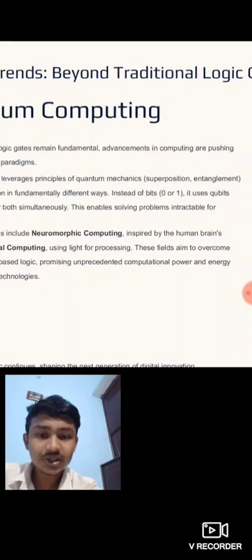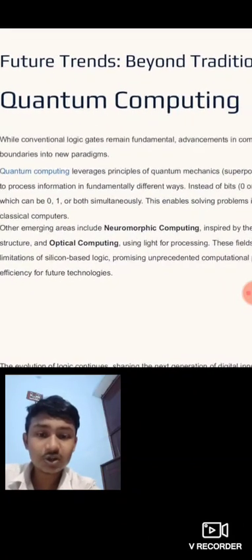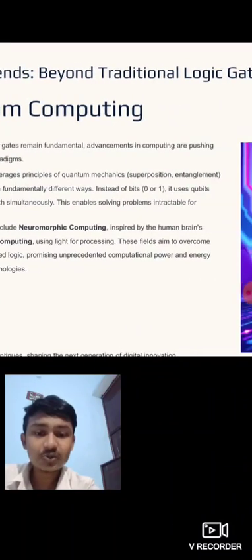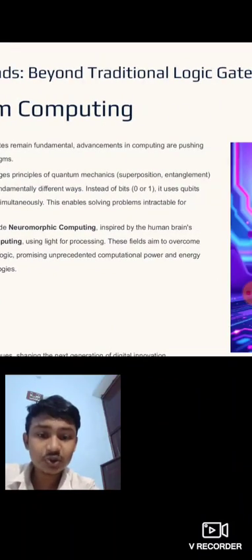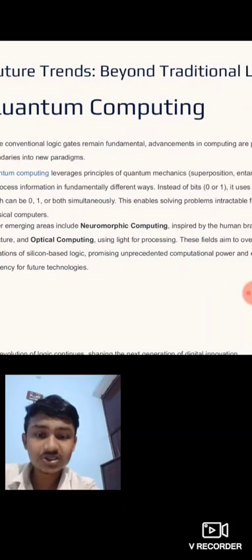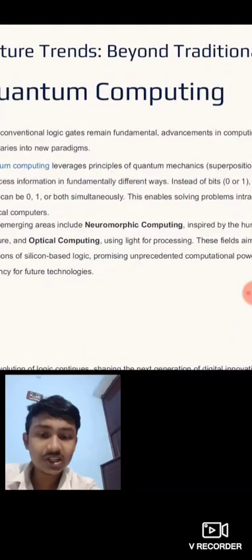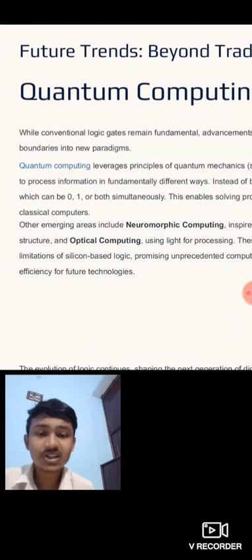Other emerging areas include neuromorphic computing, inspired by the human brain and its structures, and optical computing, using light for processing. These fields aim to overcome the limitations of silicon-based logic, promising unprecedented computational power and energy efficiency for future technology.